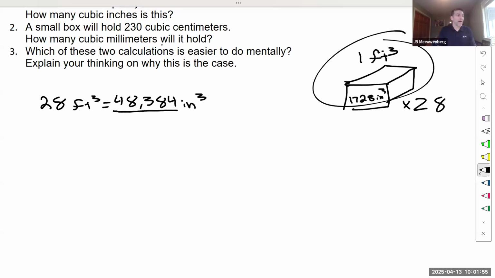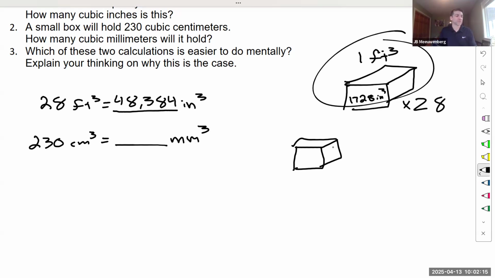The second question was, a small box will hold 230 cubic centimeters. So again, imagine we have a small box. And we need to say 230 cubic centimeters is how many cubic millimeters? So let's just say this box is going to represent 1 cubic centimeter. How many cubic millimeters is 1 cubic centimeter? Remember from above, it was 1,000 cubic millimeters. So every cubic centimeter contains 1,000 cubic millimeters.